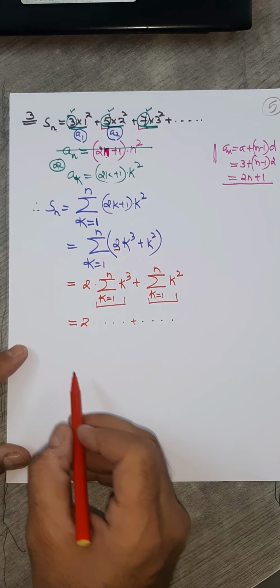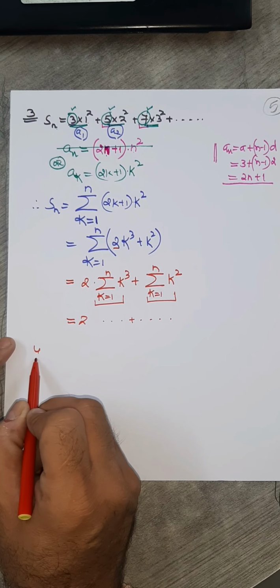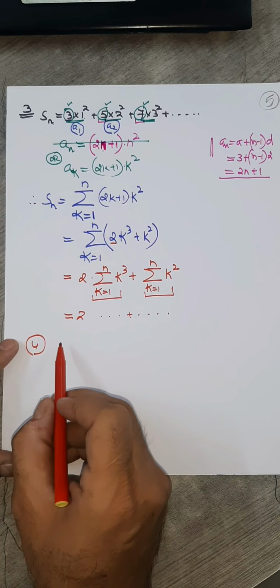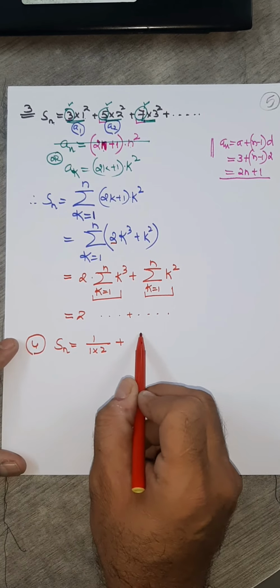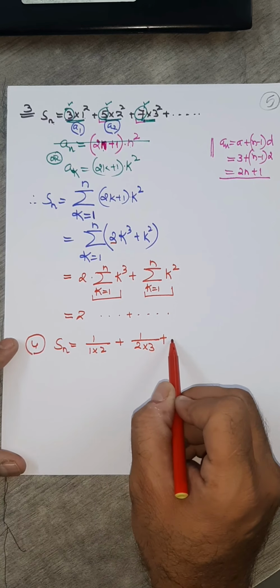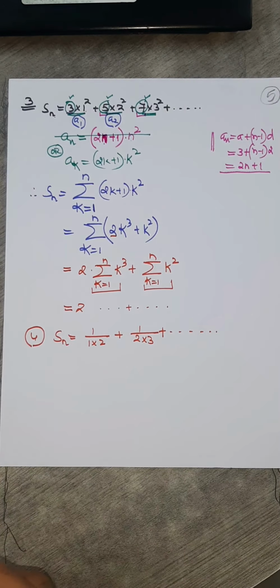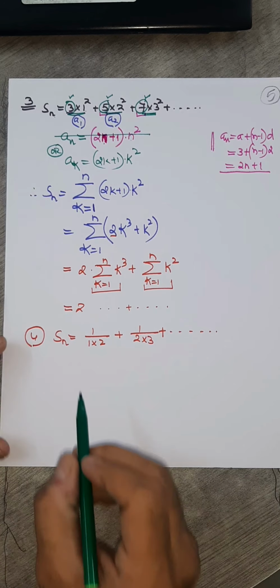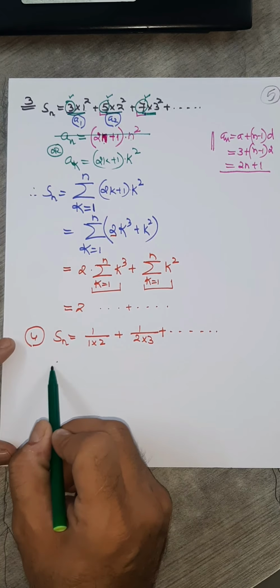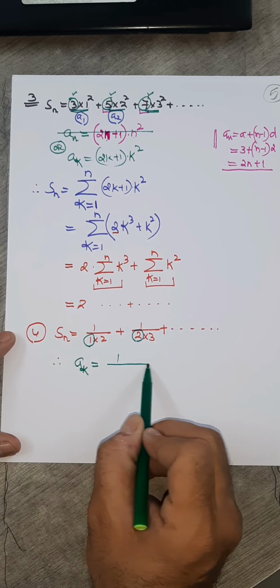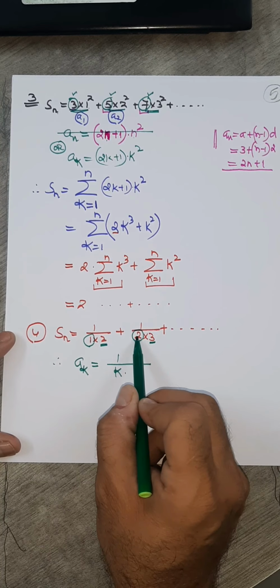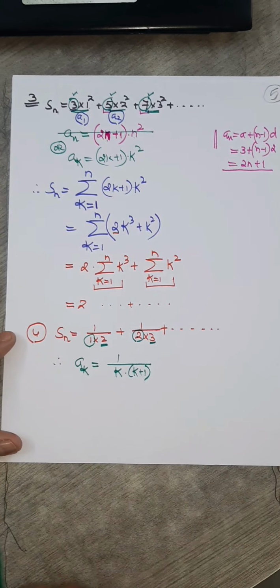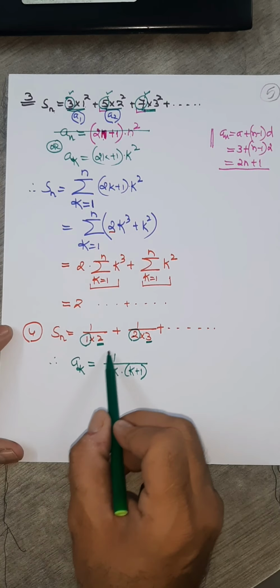I'll go to the fourth question now. Question number 4. What is Sn? Sn is given by 1 upon 1 into 2 plus 1 upon 2 into 3 and so on. Right? So we need to write the kth term. It's not difficult to observe here. The kth term ak will be, you see you have 1, 2, same format. So this is k. What is the next term? This plus 1. This plus 1. So this is k plus 1. Fine. So this is the kth term.